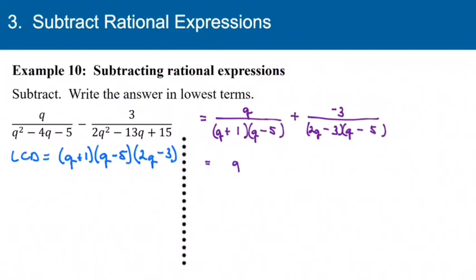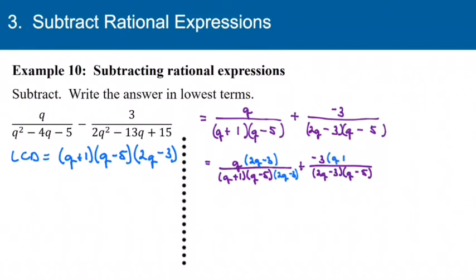And let's go ahead and figure out what we need to multiply by in order to achieve this common denominator. So for the first denominator, the factor that's missing is 2q minus 3. So we'll multiply that into top and bottom. And for the second denominator, the factor that's missing is q plus 1. So we'll multiply that into the top and the bottom. Okay, now let's distribute the q here and the negative 3 here. The denominator will stay the same.